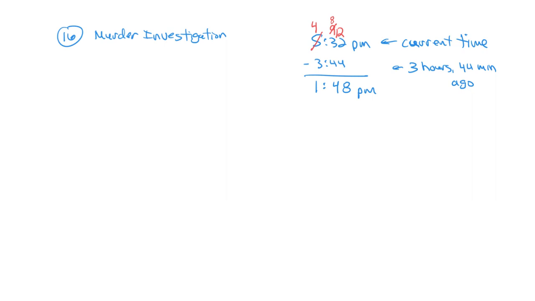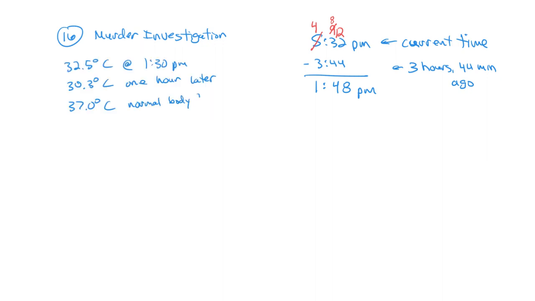Normal body temperature is 37.0 degrees Celsius when alive. So we're assuming that was the initial temperature. And the ambient temperature was 20 degrees Celsius, so the temperature of the surroundings is 20 degrees Celsius. The question is, when did the murder take place?